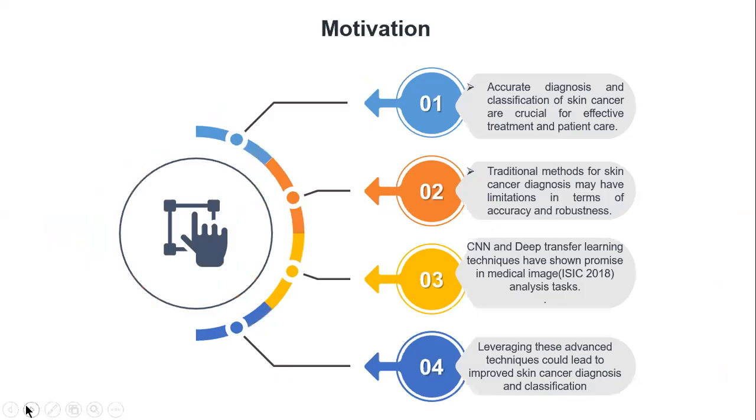This is our motivation. Accurate diagnosis and classification of skin cancer are crucial for effective treatment and patient care. Traditional methods for skin cancer diagnosis may have limitations in terms of accuracy and robustness. CNN and deep learning techniques have shown promise in medical imaging analysis tasks. Leveraging these advanced techniques could lead to improved skin cancer diagnosis and classification.